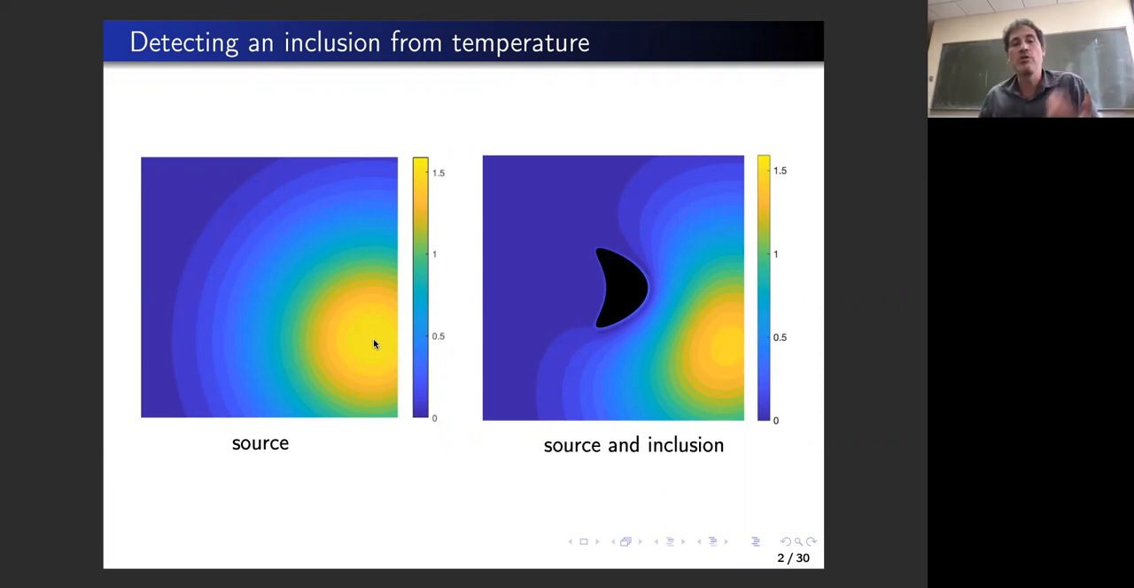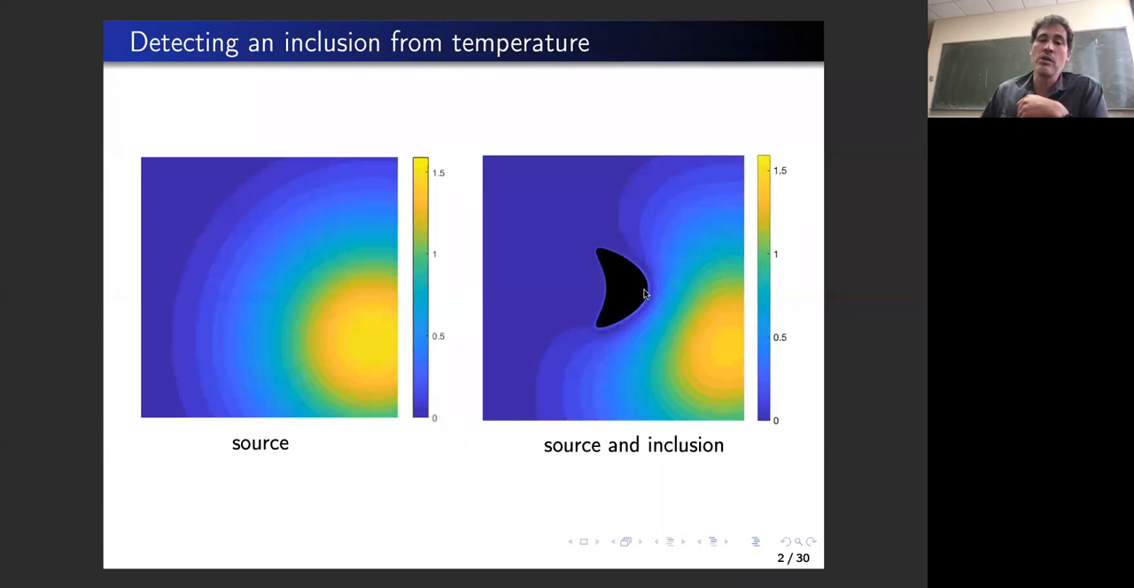This is in a homogeneous medium. What you're observing here is essentially a Gaussian, and the field lines or isotherms will look like circles because it's a homogeneous medium. So there is no inclusion whatsoever in here, because the field lines look like circles.